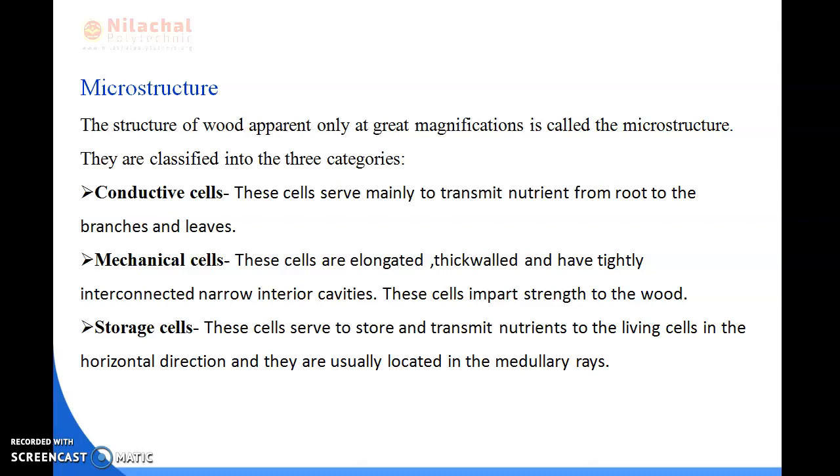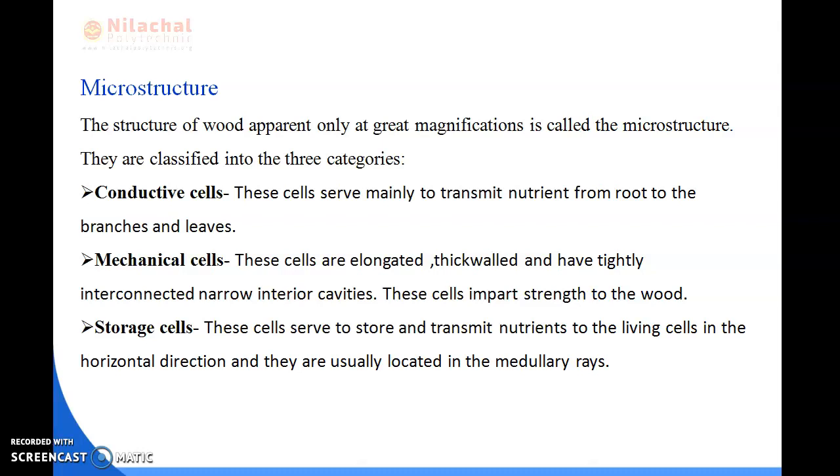These cells are elongated, thick-walled and have tightly interconnected narrow interior cavities. These cells impart strength to the wood. As you can see, the mechanical cells are elongated and thick-walled and have tightly interconnected narrow interior cavities, and these cells impart strength to the wood. The last one is storage cells.